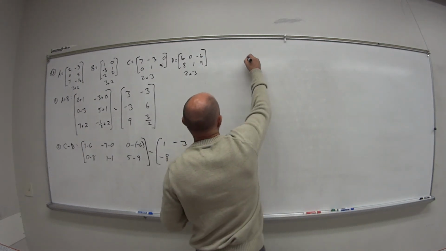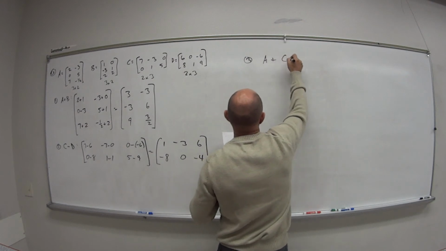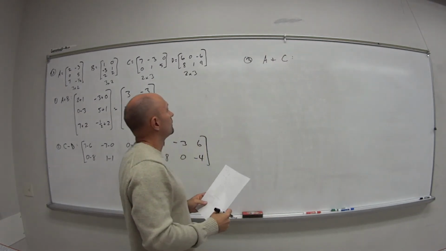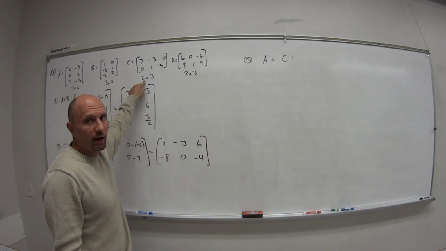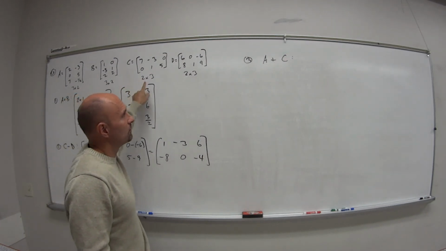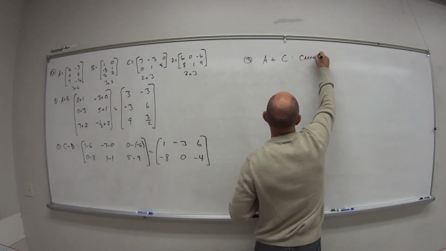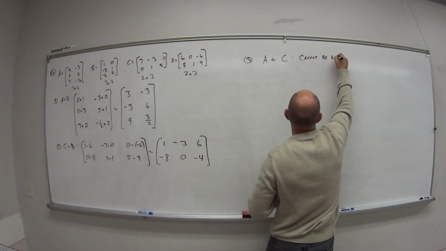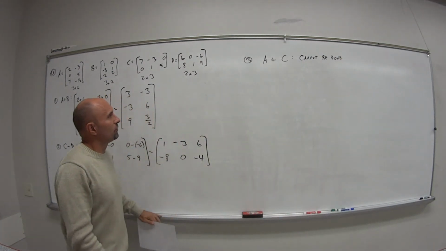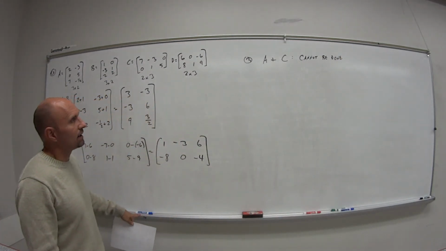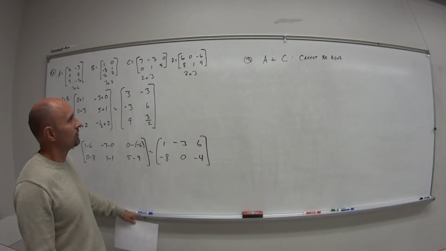All right, number 3. I want to do A plus C. So let's check. A is 3 by 2. C, 2 by 3. They're not the same dimension, so this means what? This cannot be done. There aren't the right elements in the right position in order to add them together, so this can't be done. We can't add A plus C. They have to be the same dimension.